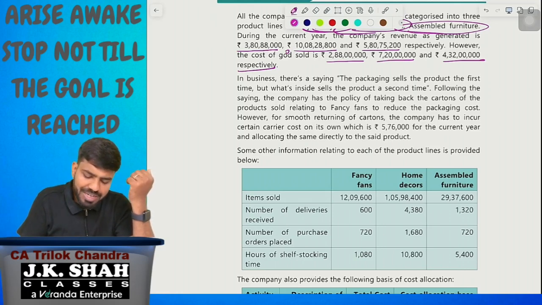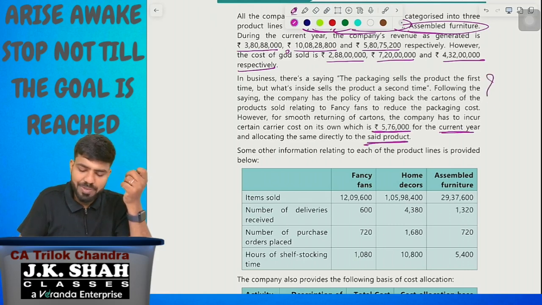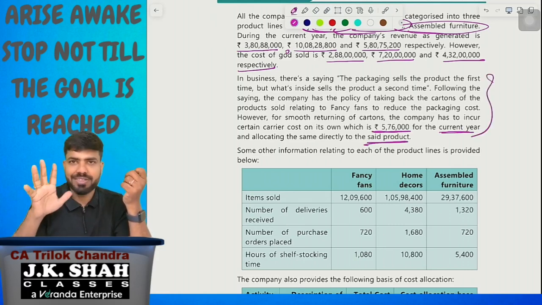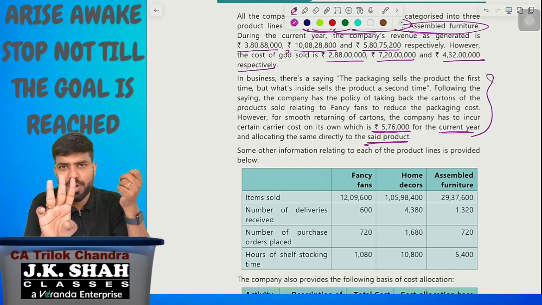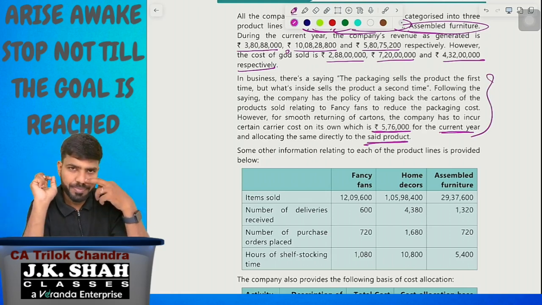However, for smooth returning of curtains, the company has to incur certain carrier cost on its own, which is 5,76,000 for the current year, and allocating the same directly to the said product. See this information, this paragraph is speaking about the fancy fans. There are totally 3 products, but this paragraph speaks about fancy fans.